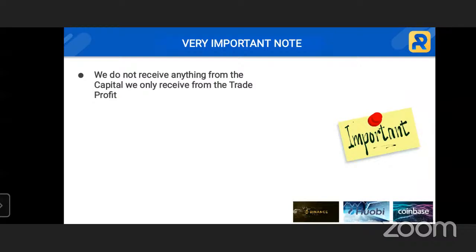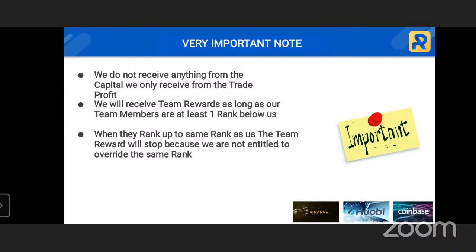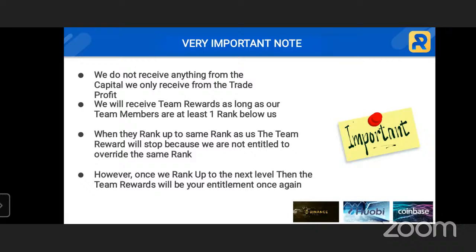It is very, very important to know that we don't receive anything from the capital. We only receive from the trade profit. We will receive team rewards as long as our team members are one rank below us. When they get on the same rank, we are not supposed to override the same profits. If I'm a V2 and you're a V2, you can't earn from my team because we're on the same rank. But when you become a V3, all the profits return. If I'm a V3 and you're a V3, yes, you'll earn from my team trade profits, what we call peer reward. However, once you rank up to the next rank, your rewards come back.